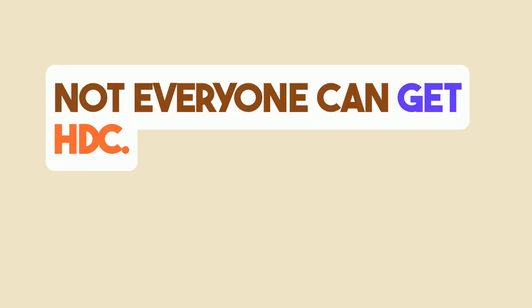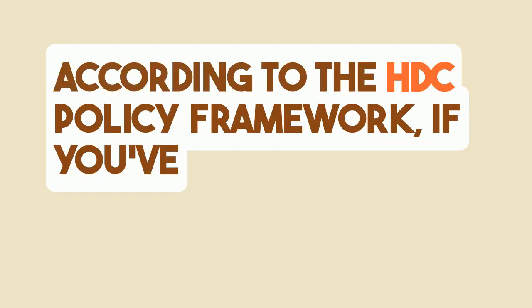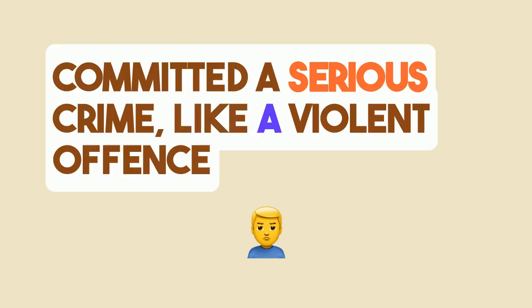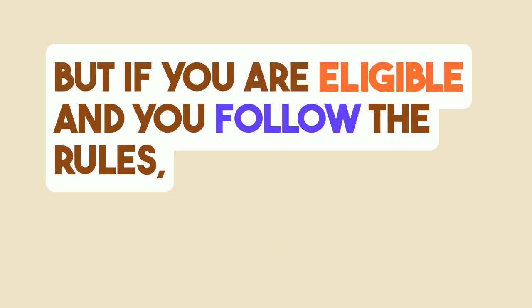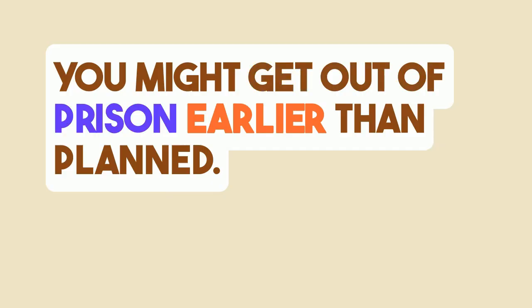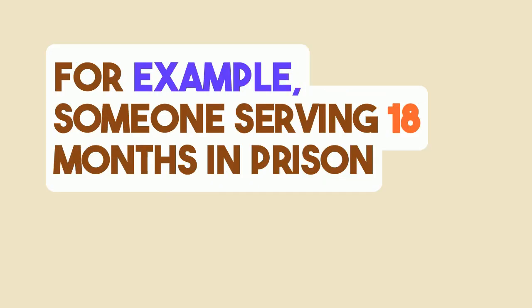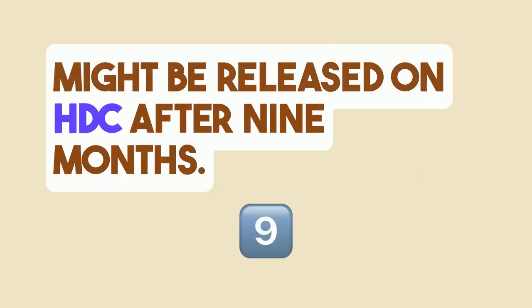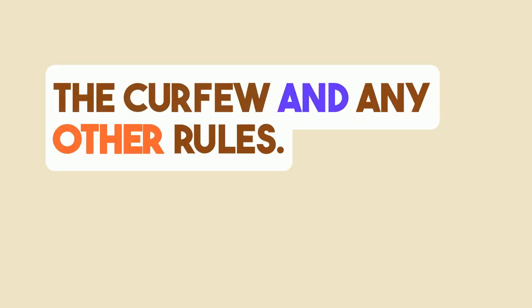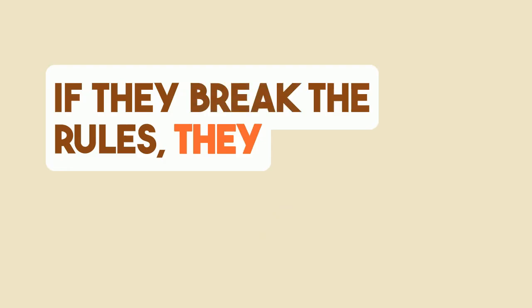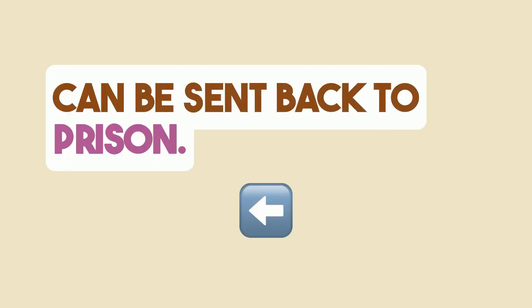Not everyone can get HDC. According to the HDC policy framework, if you've committed a serious crime, like a violent offense or something involving weapons, you won't be eligible. But if you are eligible and you follow the rules, you might get out of prison earlier than planned. For example, someone serving 18 months in prison might be released on HDC after 9 months, but they have to stick to the curfew and any other rules. If they break the rules, they can be sent back to prison.